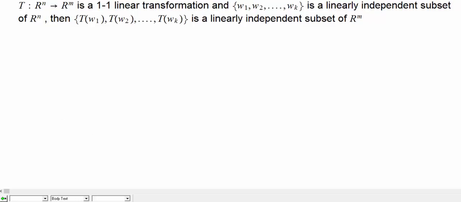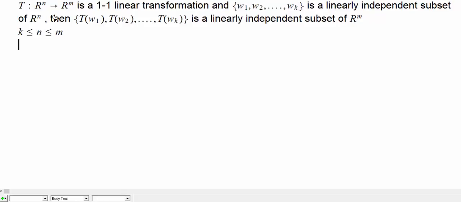So here we are going to prove that if we have a 1-1 linear transformation from Rn to Rm and W1, W2, and so on up to Wk, that is, this subset of k vectors is a linearly independent subset of Rn, then the image set of these vectors will be a linearly independent subset of Rm as well. We will not use this directly in our proof, but it's good to note that k has to be lower than n in this case, and because the transformation is 1-1, n has to be less than or equal to m.